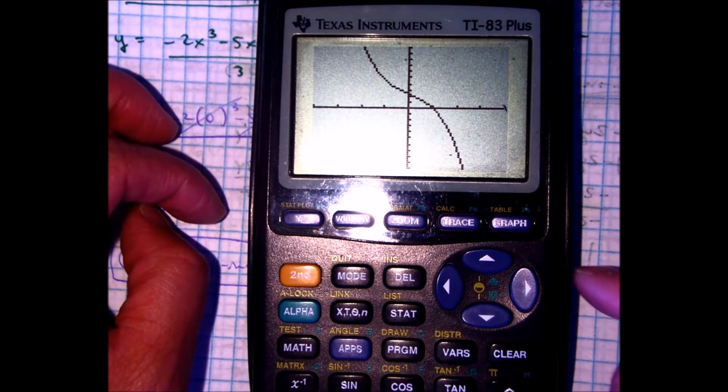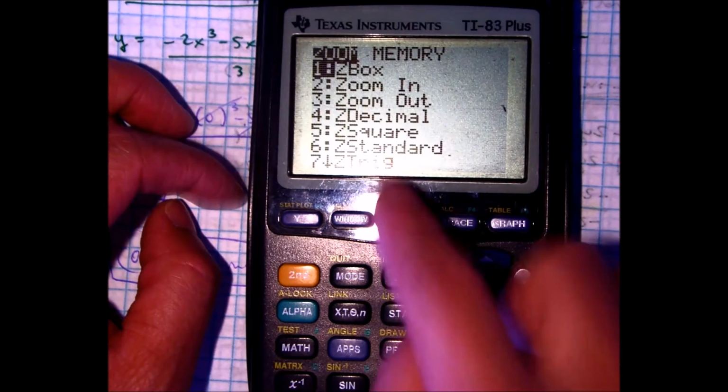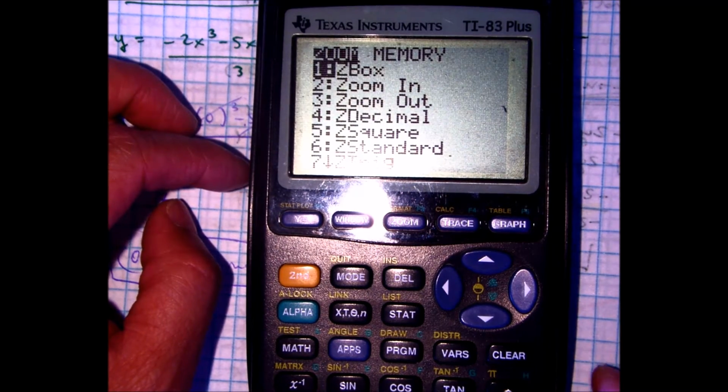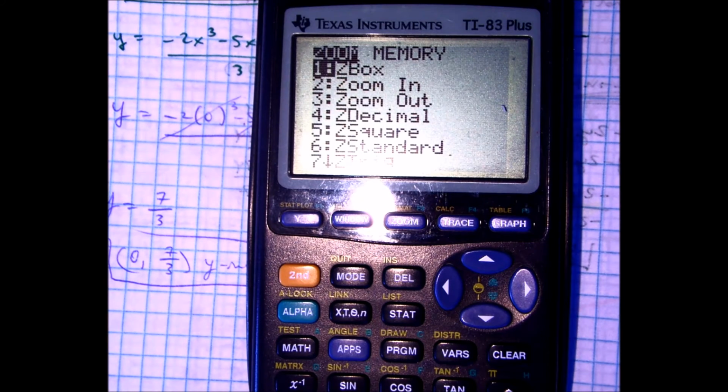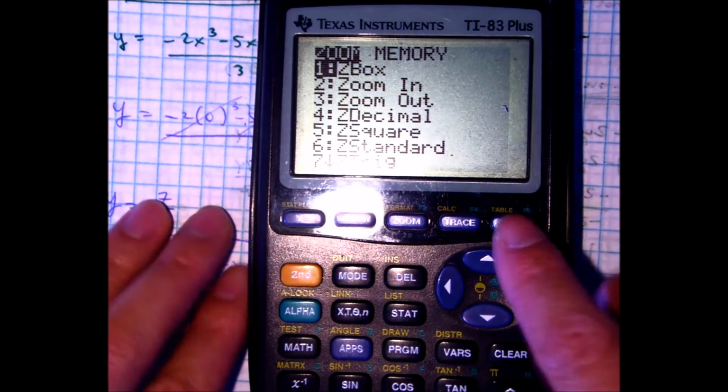I want to caution you, some students are wondering, Mr. In, can I just press zoom and then press in? Yes, you can, but I think the window is more powerful. You're recognizing what's happening on your x-axis and your y-axis.